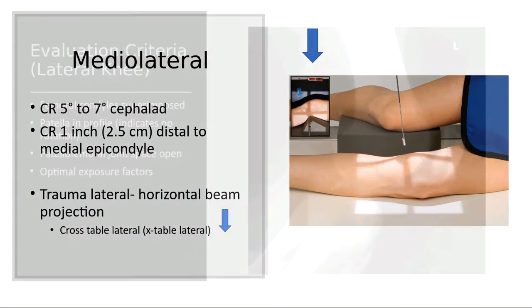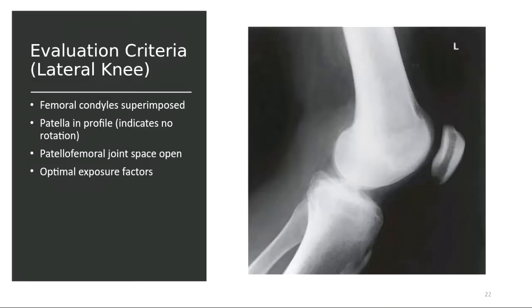Right? And when we look at the lateral radiograph, again, really good lateral knee because the medial and lateral condyle are almost perfectly superposed. You can see a little tiny smidge of difference right in here, but otherwise just an excellent lateral knee. The patella, the surface of the patella would have been perpendicular to the IR. The condyles are perfectly superimposed. The patella is in profile. The patellofemoral joint space is wide open. And as far as exposure factors, that is excellent.